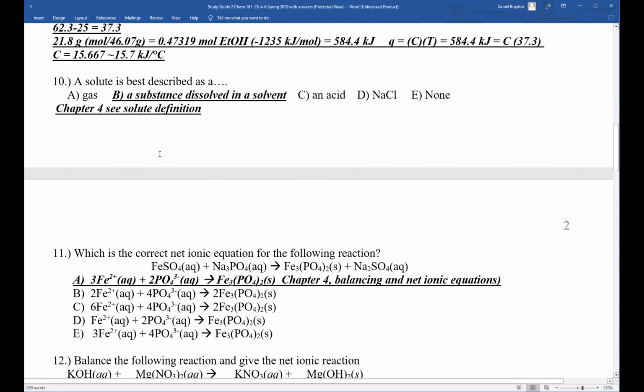Again, definitions. This one's a little too easy for our test, kind of. A solute is best described as a substance dissolved in some solvent, or the solute is the thing that there's less of if they're freely mixed. Those are the general definitions, but when you go into lab, it's usually some solid like sugar or salt thrown into water.